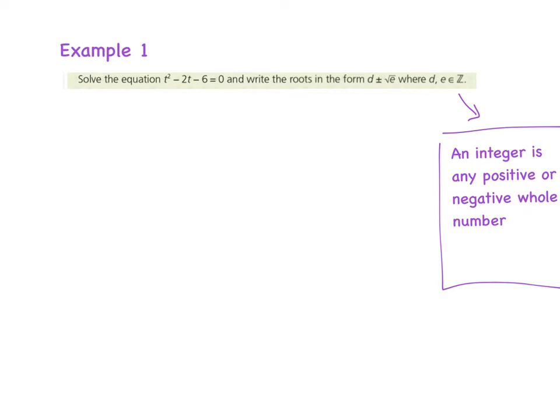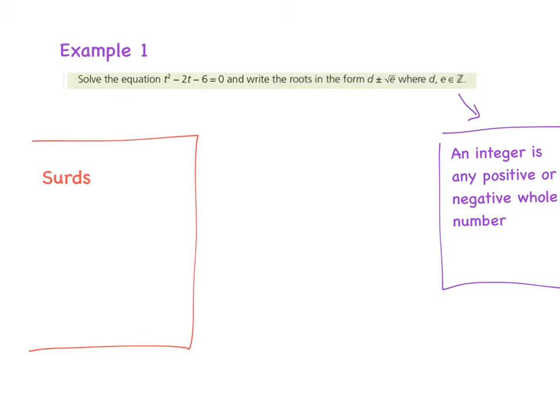And an integer is any positive or negative whole number. So we need to write it in this form where I have a positive or negative whole number here, plus or minus the square root of a positive or negative whole number here. Now you can see that this is a square root, but another word for square root is surds. And before we answer this question, I want to just remind ourselves of what a surd is.